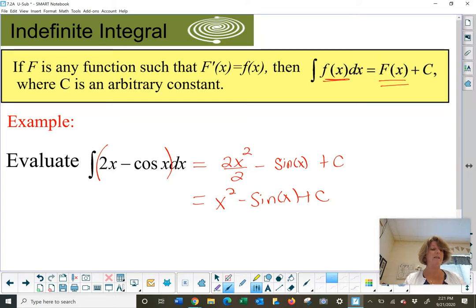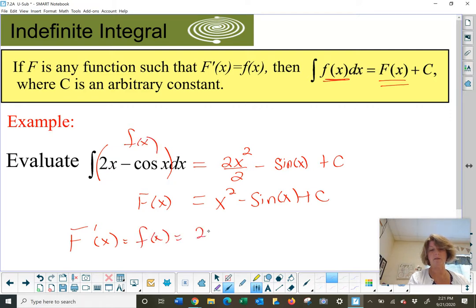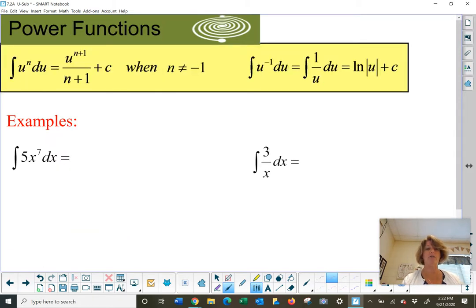Just don't forget that constant, and I should be able to check back if this is my big F of x. If I take the derivative of it, I should come back to this little f of x, shouldn't I? And I would get 2x minus cosine of x. The derivative of a constant is 0, and voila, we know we have the right answer. So for many of them, you can check your answers. Sometimes it gets not very pleasant.